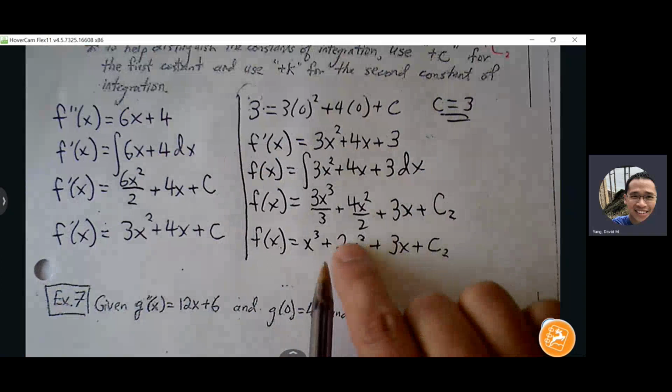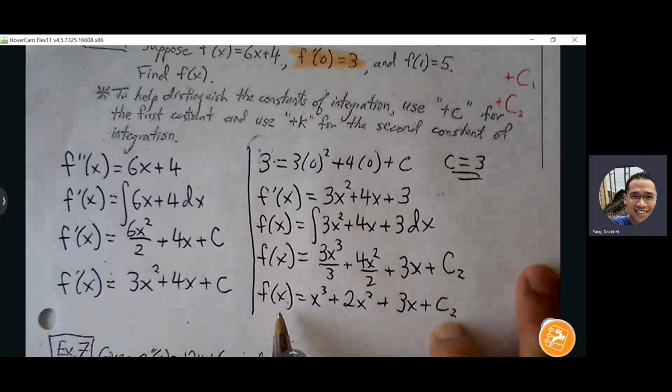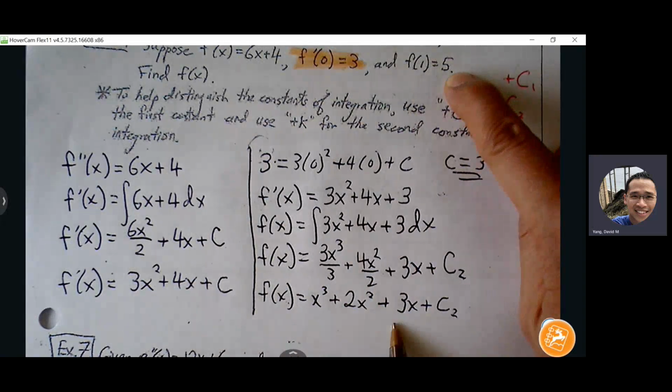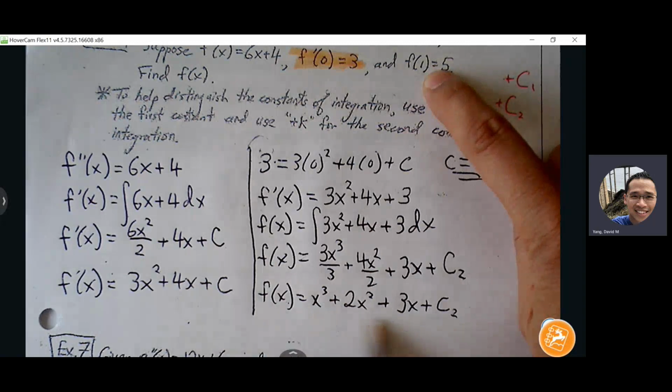Now, do we have something at the function level that can help us solve for c at this level? Yes, ordered pair (1, 5), right? (1, 5) is at the same level as this f of x. Plug in 5 for f of x, 1 in for x, and then solve for c.